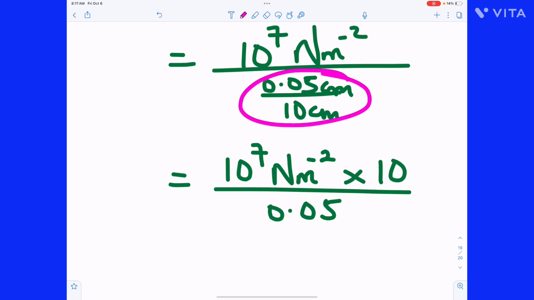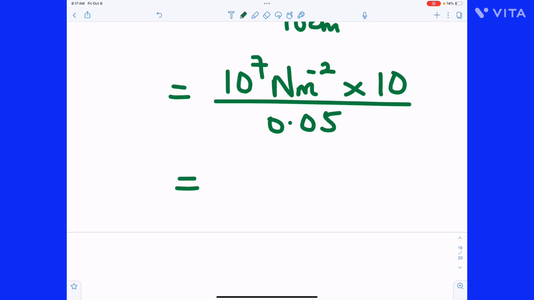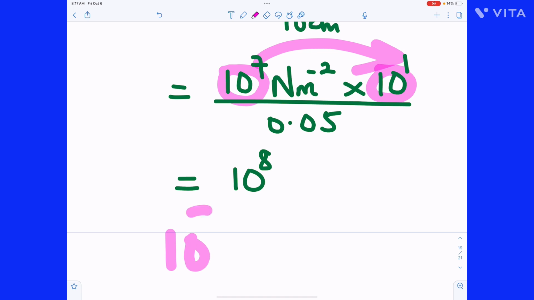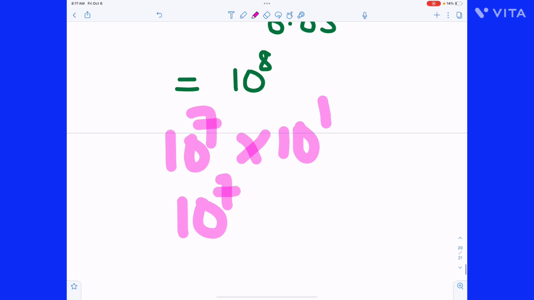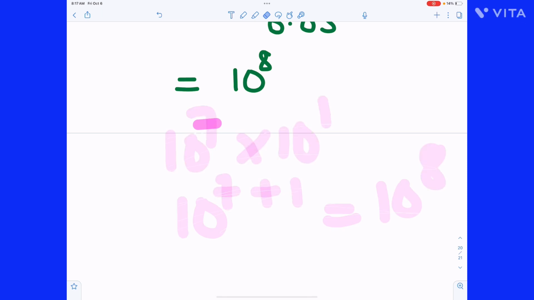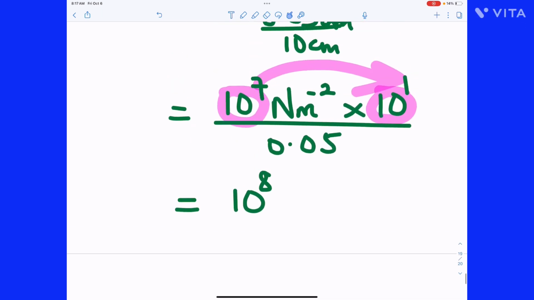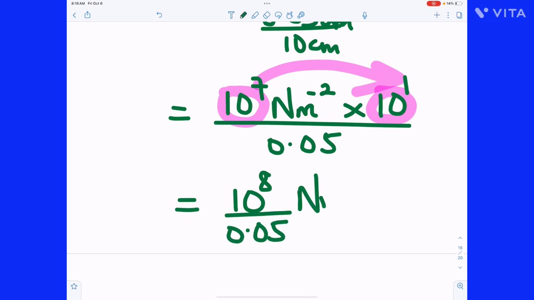So we are just evaluating the numbers, starting from the units. Then 10 will go up. So what does that give you? Young's modulus is 10 raised to power 8. 10 raised to power 7 times 10 raised to power 1. Bases are the same, add powers. 10 raised to power 7 times 10 raised to power 1 is the same thing as 10 raised to power 7 plus 1. I'm skipping some of the maths so we can finish quickly. Is that clear, senior? So that gives us 10 raised to power 8 divided by 0.05 Newton per meter squared.